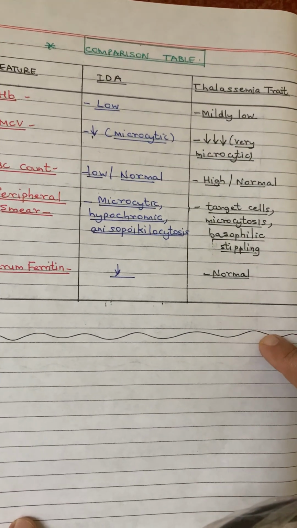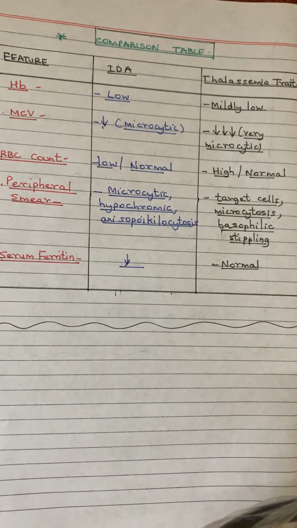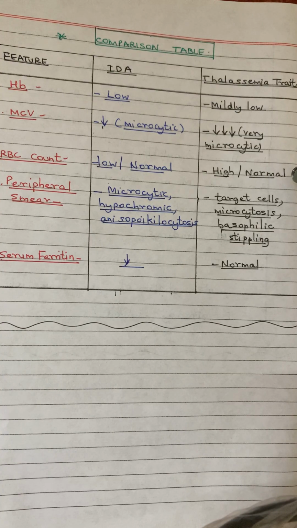Now, let's take a quick look at this comparison table. In iron deficiency anemia, hemoglobin is low, whereas in thalassemia trait it is mildly low. MCV is low in IDA, that is microcytic, but it is very low in thalassemia trait. RBC count is low or normal in iron deficiency anemia, whereas it is high or normal in thalassemia trait.